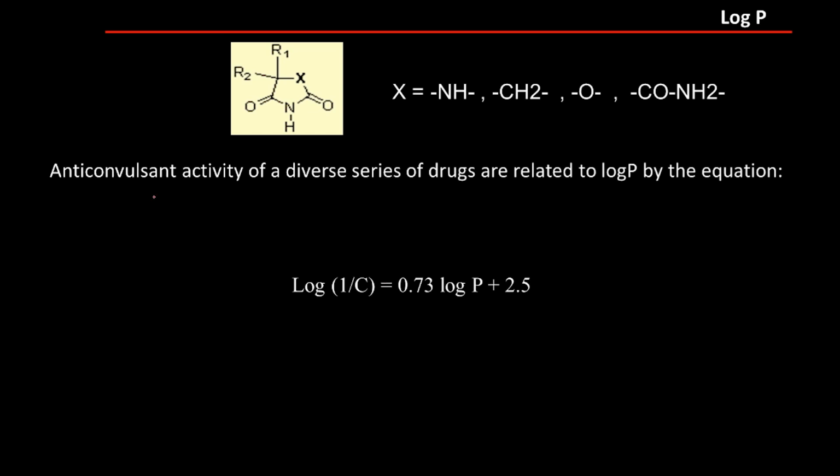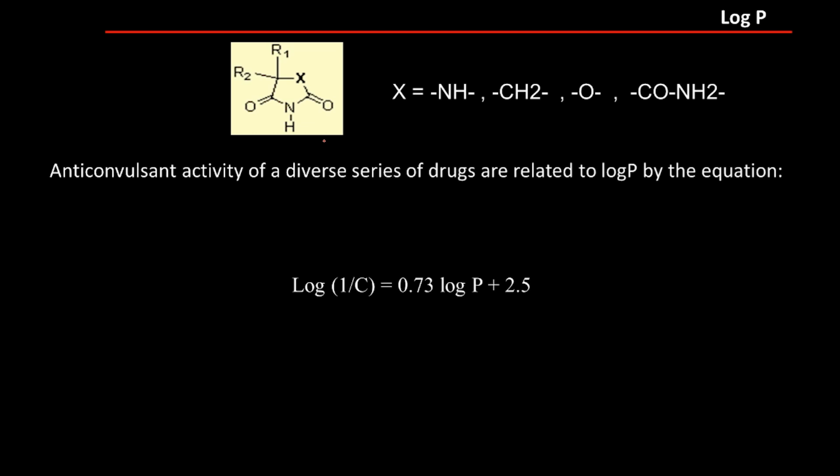For example, if you look at anticonvulsant activity of a diverse series of drugs. Okay, these are the series of drugs we are talking about. You have R1, R2 groups here, and then we have X here. X could be NH, CH2, O, CO, NH2. Okay, this is a 5-membered ring. So the activity of these drugs, these are anticonvulsant drugs, they all depend upon the log P here. As you can see, more hydrophobic, more is the log P, activity will be more. Okay, so log P plays a very important role.